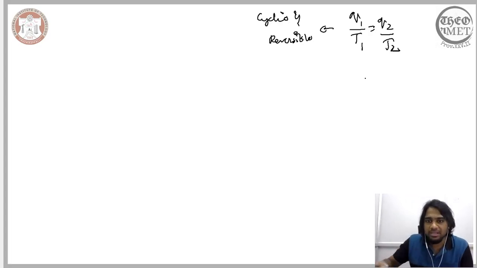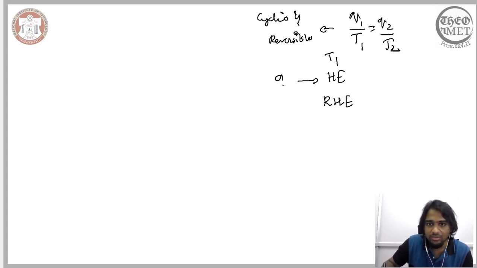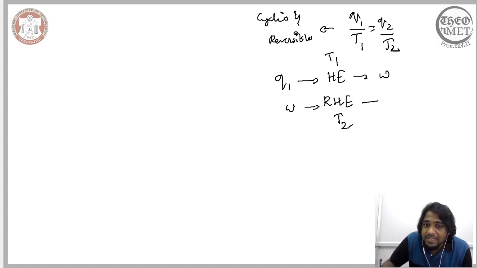Or to put it in a simpler manner, let us assume that we have a combination of a heat engine and a reverse heat engine. This heat engine is at temperature T1, you input a heat of Q1 and there is work done by the heat engine. Now we have a reverse heat engine operating at T2, and you feed in the work W. Whatever work is done by the heat engine, you feed it as an input for the reverse heat engine held at temperature T2. When you measure the heat produced by the reverse heat engine, it will be equal to Q2.